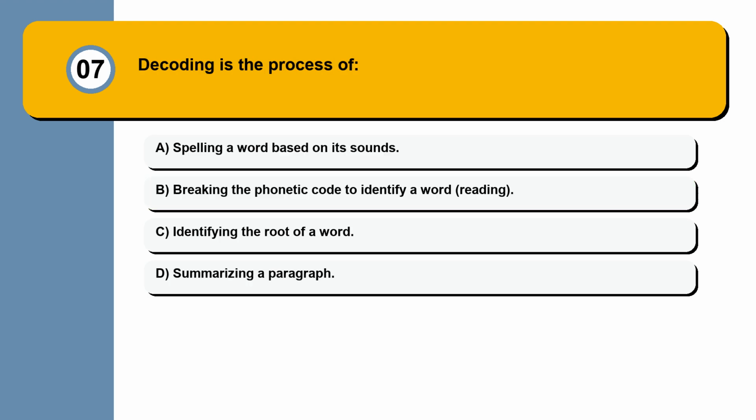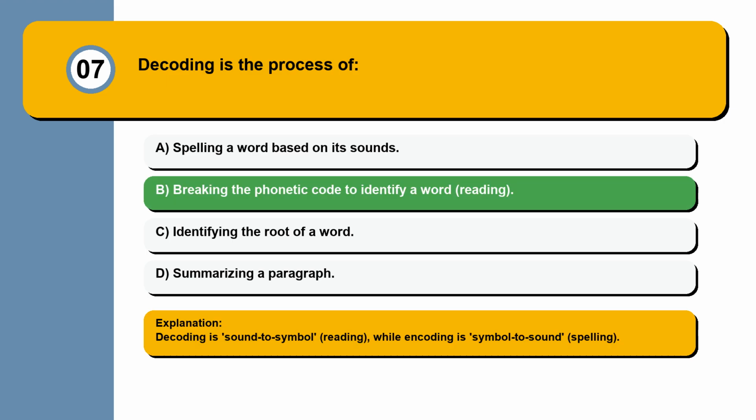Question 7. Decoding is the process of: spelling a word based on its sounds, breaking the phonetic code to identify a word, reading, identifying the root of a word, summarizing a paragraph. Decoding is sound-to-symbol reading, while encoding is symbol-to-sound spelling.